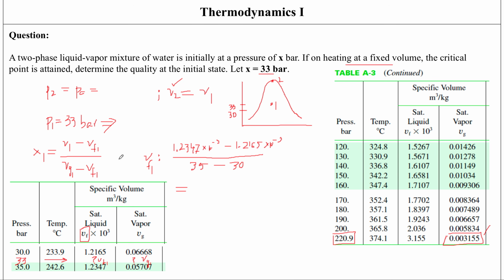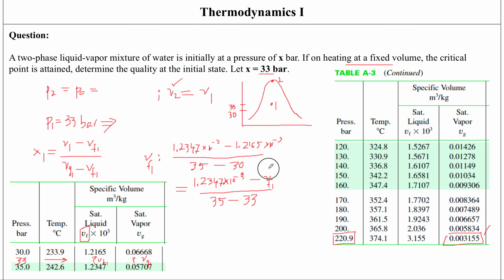because I already know the value for this is 1.2347, so 1.2347 into 10 to the power minus 3 minus what I am trying to find, which is Vf, that one, divided by 35 minus the pressure at which I'm trying to find it. So it's at 33 bars, right?